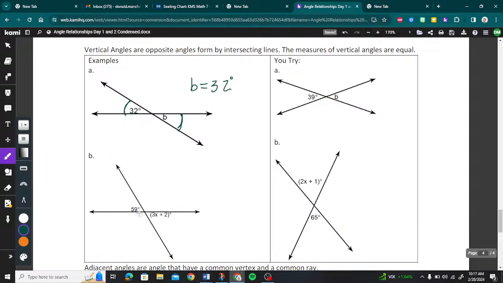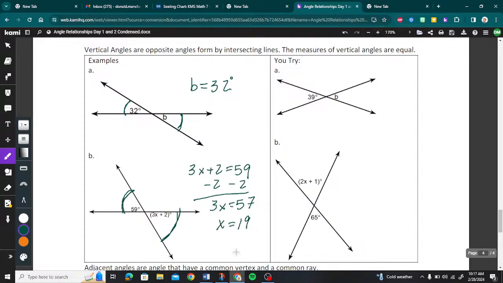If we look at this one down here, we just complicated it by adding an expression in, but this angle here is 59 degrees. This angle here is also 59 degrees, but it's labeled as 3x plus 2. So we set 3x plus 2 equal to 59. We then subtract 2 from both sides. 3x equals 57. Divide both sides by 3, and that's 19.